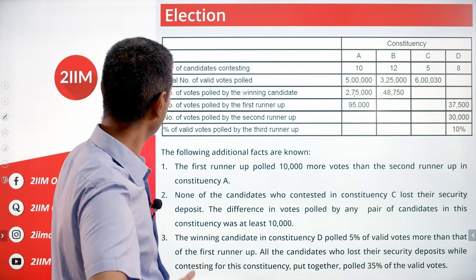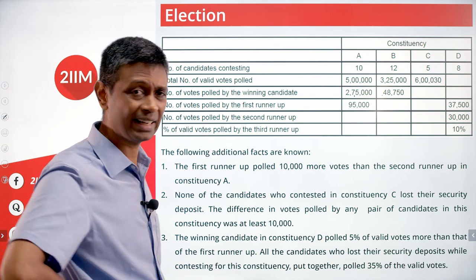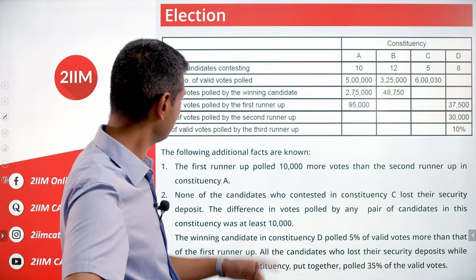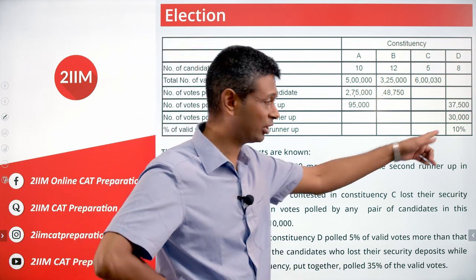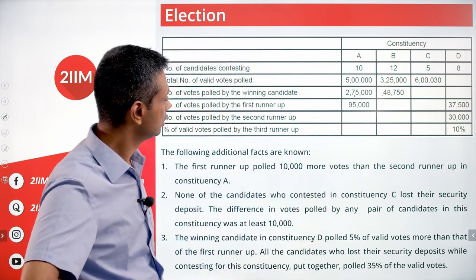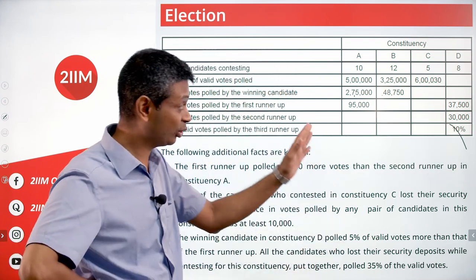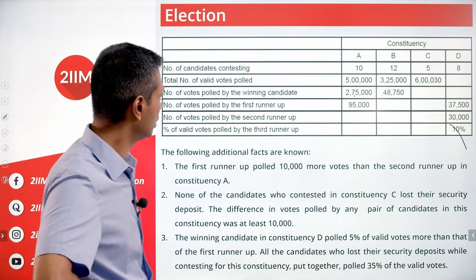D, we don't know how many are there. We don't know what the winning candidate got. The first runner-up got 37,500. Second one got 30,000. The third runner-up got 10%. And so, this guy lost his deposit. 16.66% is 1/6. He is losing his deposit. That much we know. Lovely.